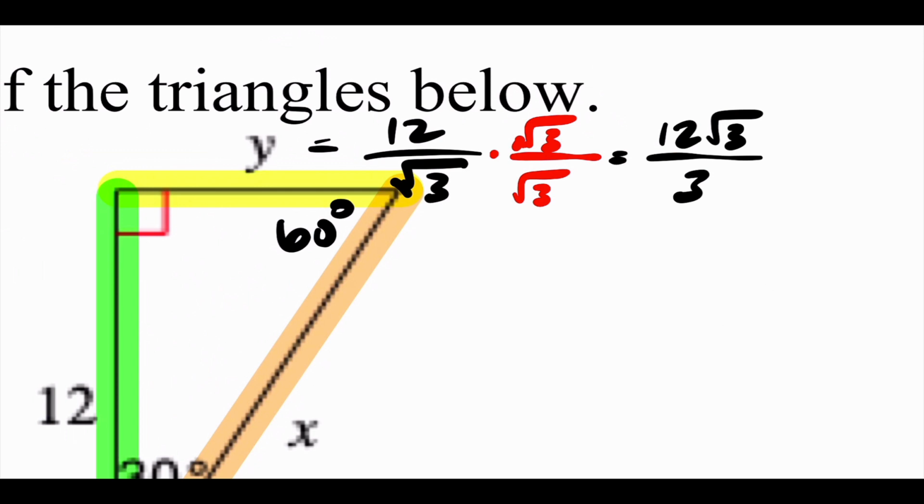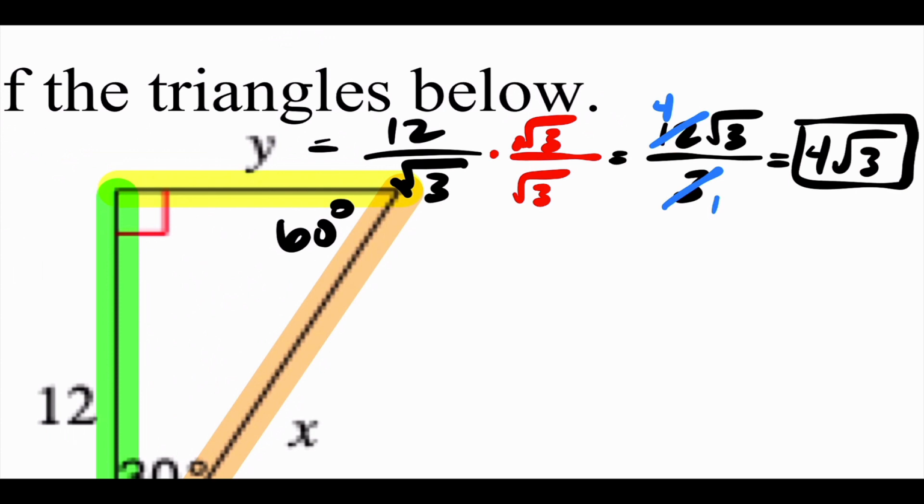But I can reduce. 12 and 3 are both on the outside, so I can reduce them. I can divide them both by 3. And since 1 is on the bottom, I don't need to write the 1. Okay. So that is going to be the short side.